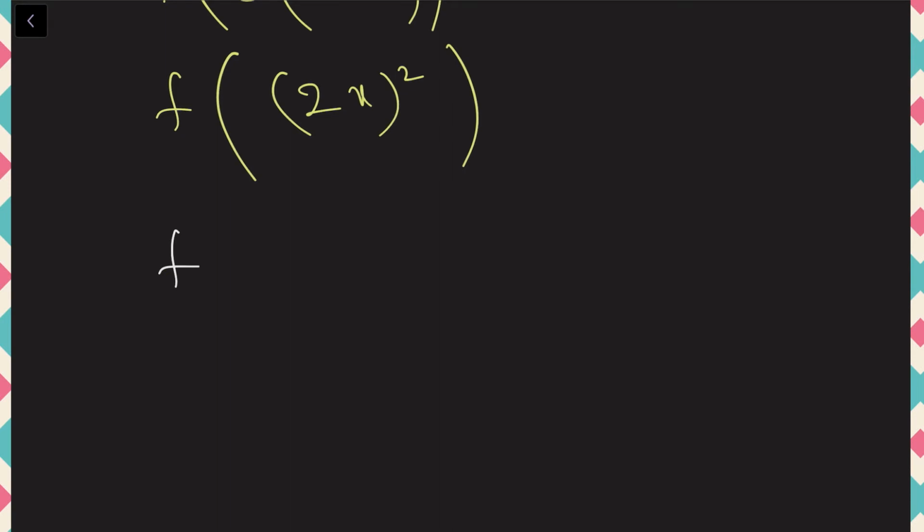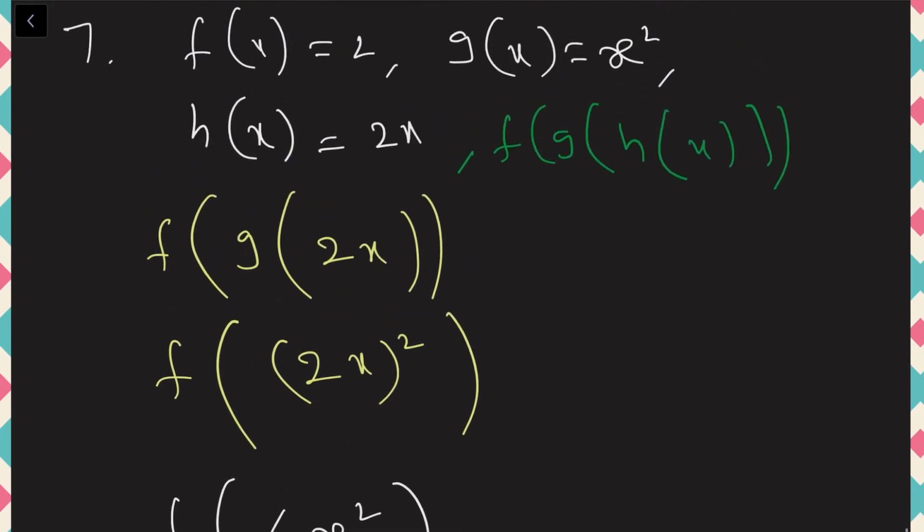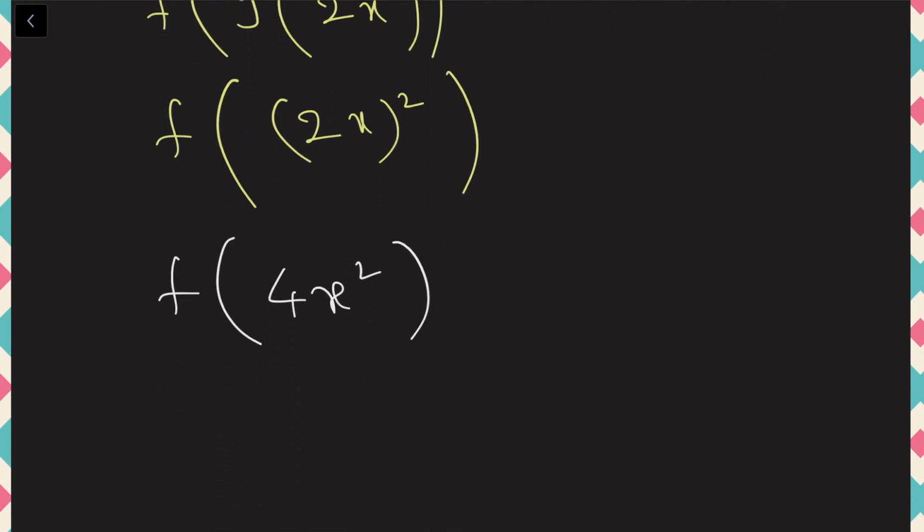Then it will become f of (2x) whole square, which is nothing but 4x square. Then what is the value of f of 4x square? f of x is given as 2, so it is a constant function. Then f of whatever number it may be, it is a constant function, so always the answer is 2 only. In the constant function, whatever values you substitute, because there are no variables in it, always that constant number only will be there again.